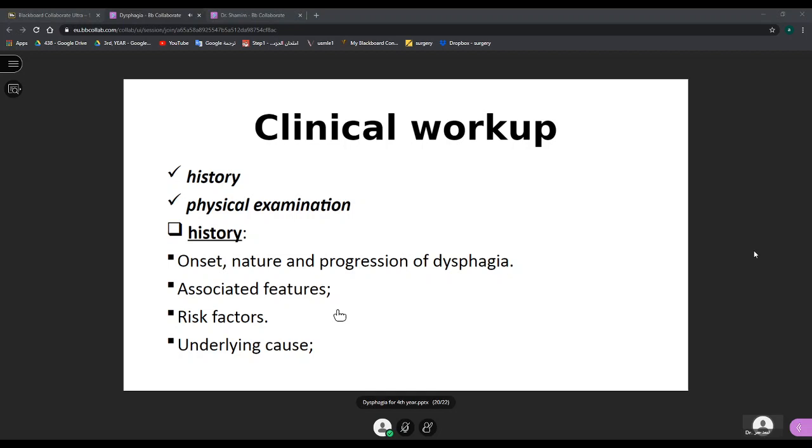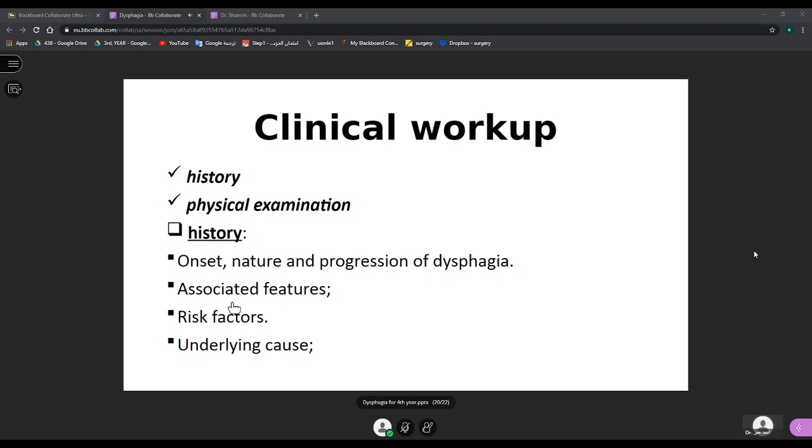And then try to find out the other predisposing factors, for example, if the patient is suspected to have a cancer, travel history, for example, if you travel to South America, any family history, and other predisposing factors, if the patient lost weight or did not lose weight as part of the cachexia and so on. So the onset, the nature, progression of dysphagia, associated features.